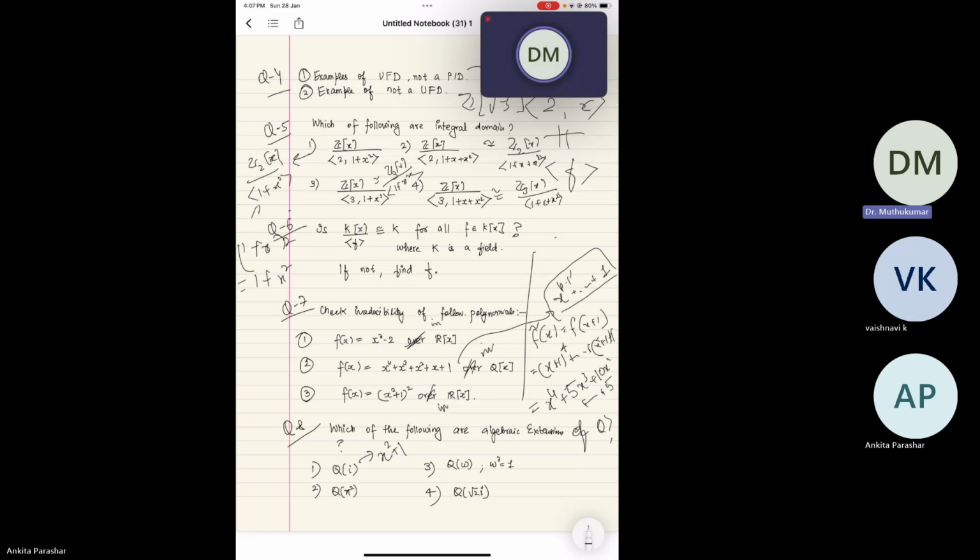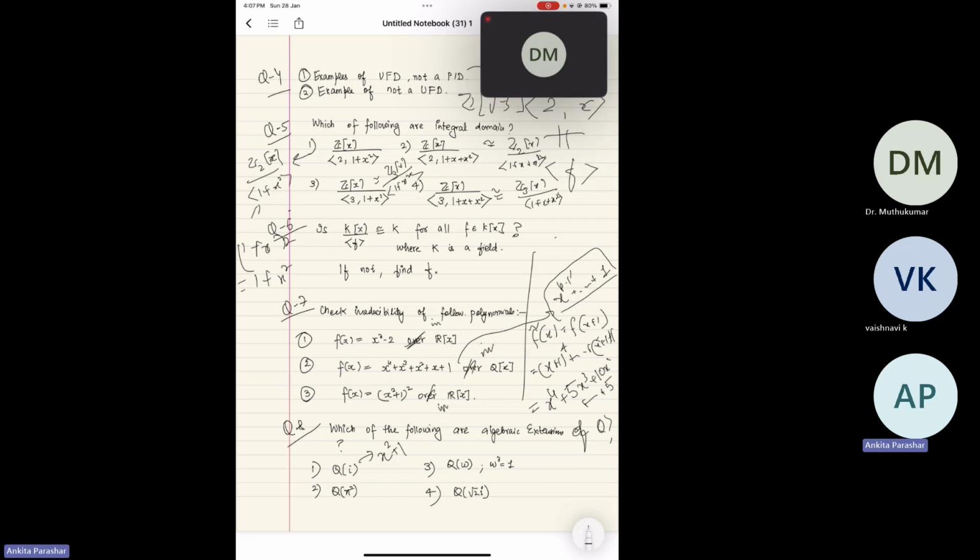All powers of pi are not algebraic over Q. So pi square is a transcendental element, pi cube is a transcendental element. In fact, all powers of pi are transcendental. So you will not be able to find any polynomial over Q which has pi, pi square, any of them as a root. Therefore, this extension is not algebraic.